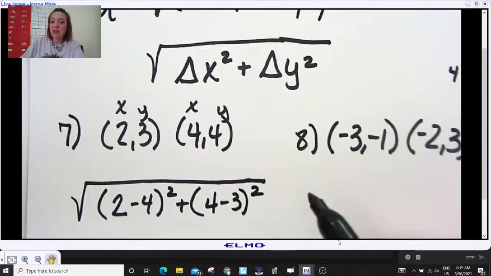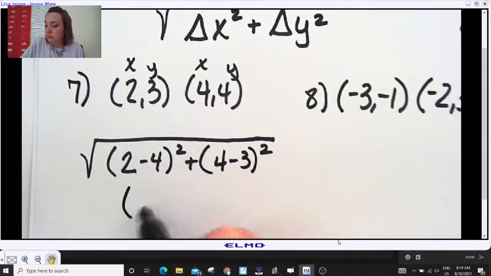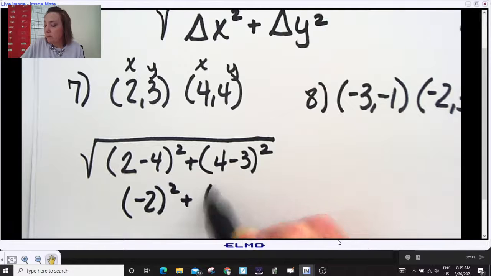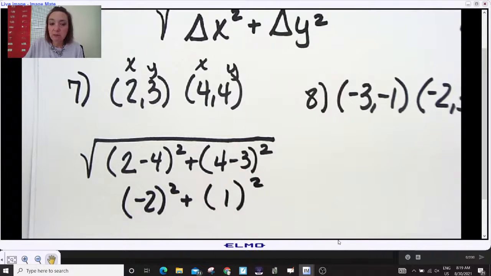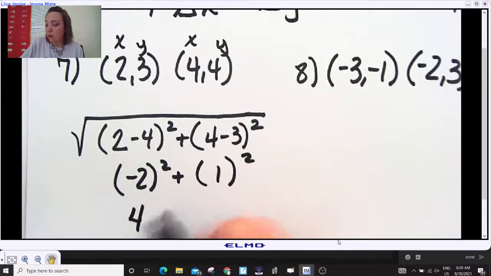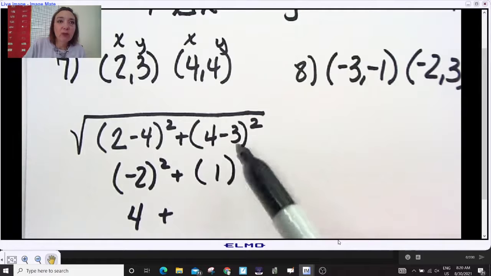And like we said last week, it doesn't matter. Doesn't make any difference because you're going to square that, right? So what's 2 minus 4? Negative 2. What happens when I square that negative? I'm going to get a positive, right? So what is negative 2 squared? 4. And then what's 1 squared? I didn't even ask y'all, I just kept writing. But what's 4 minus 3?